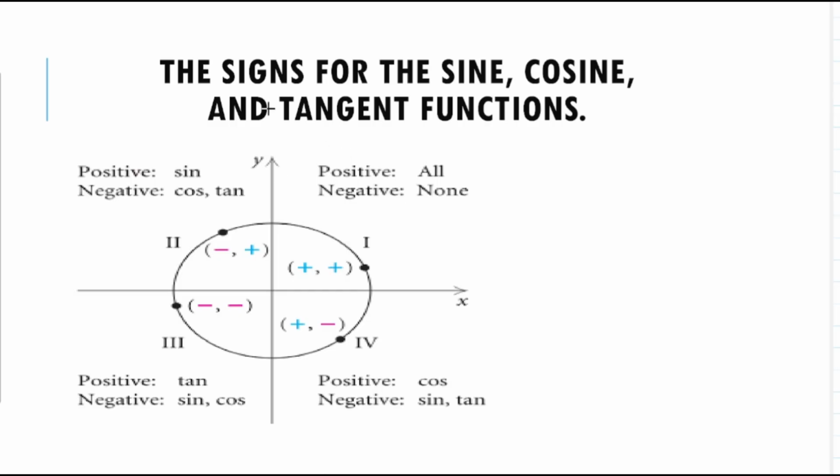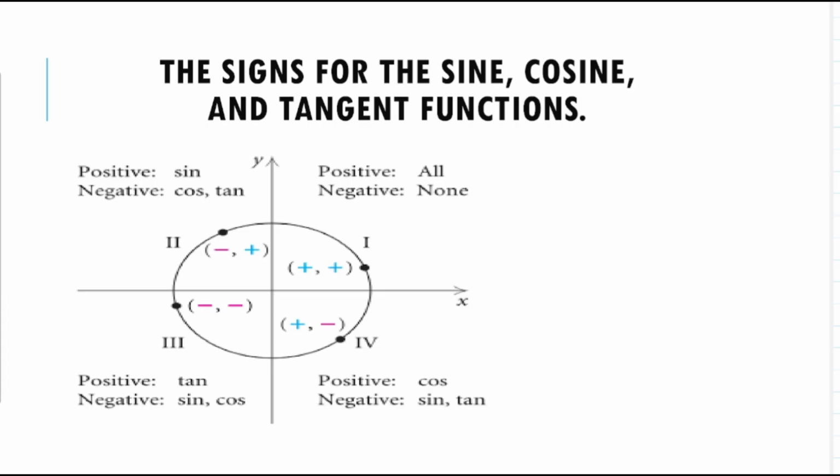As a form of summary, the sign for the cosine, sine, and tangents in the respective quadrant is given as follows. In the first quadrant, all the ratios are positive, none is negative. In the second quadrant, sine is positive, cosine and tangent are negative. In the third quadrant, tan is positive, sine and cosine are negative. In the fourth quadrant, cosine is positive, sine and tan are negative.